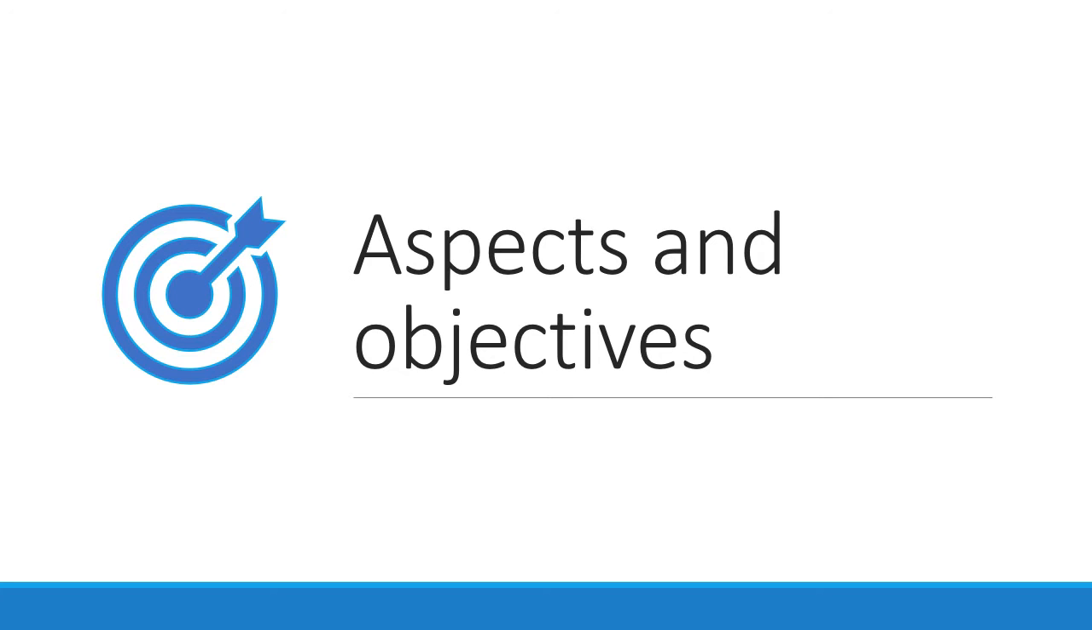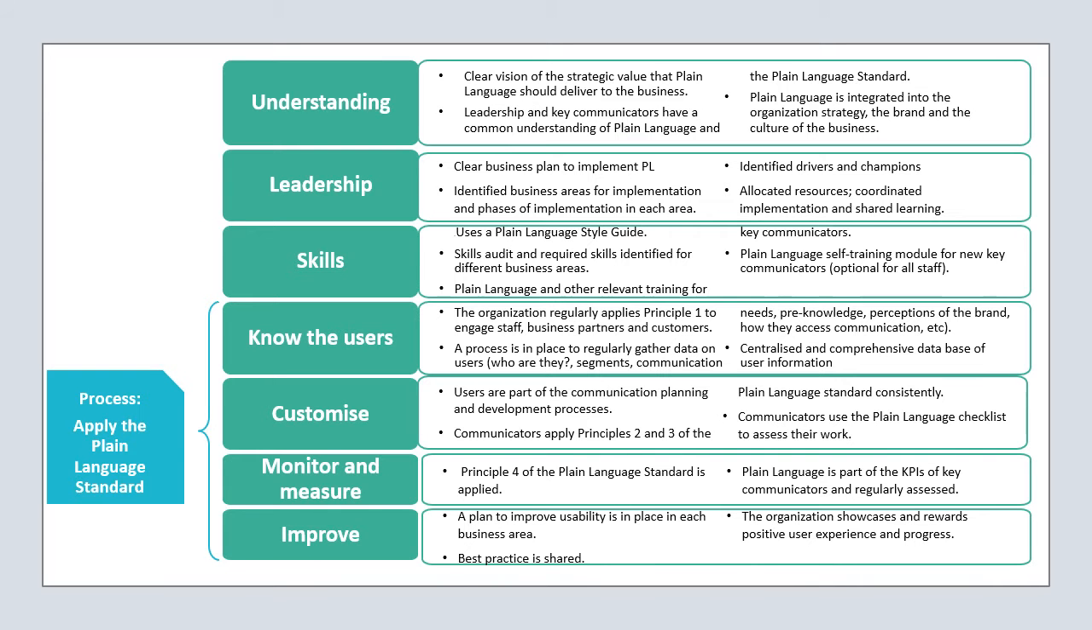First, we'll define key aspects and strategic objectives. In the preceding modules, we emphasized that the successful implementation of plain language as a strategic priority requires, firstly, a common understanding of what plain language is and the value it could add for the organization, leadership buy-in and a top-down implementation drive with resources, plain language skills and sustainable training, and a consistent process to develop, monitor, and improve communication in plain language.